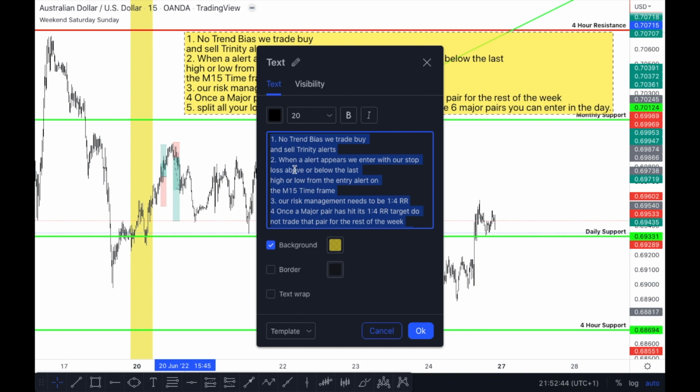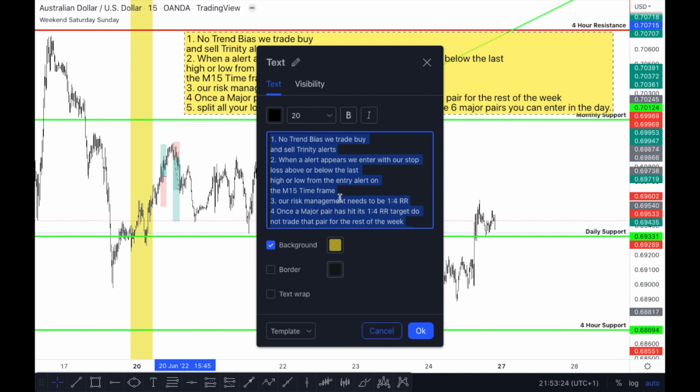Now the second rule is when an alert appears, we enter with our stop loss above or below the last high or low from the entry alert on the 15-minute time frame. So if an entry happened here, the last low was just over here, and this is exactly how we are trading this trade setup. Our entry was here, our stop loss will be below there, and now we're trying to take this trade on any risk to reward we have. Our next entry was here, and our stop loss was above here, which was the last high. Entry was here, and now we're trying to take this for whatever we need.